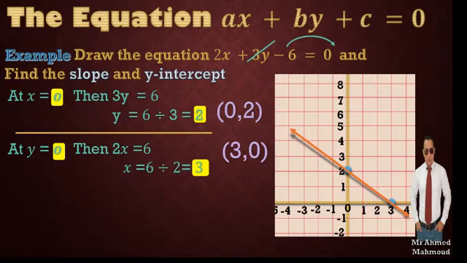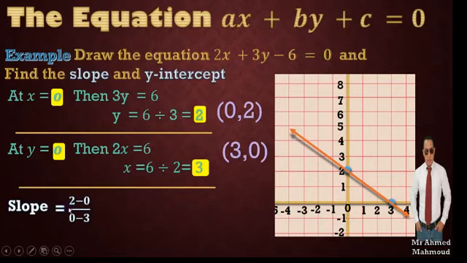This is the slope. But I will find the slope as usual from the 2 points, which is y2 minus y1 over x2 minus x1. The slope equals 2 minus 0 over 0 minus 3, which is equal to negative 2 over 3. By looking carefully at negative 2 over 3 and the equation, what do you observe?